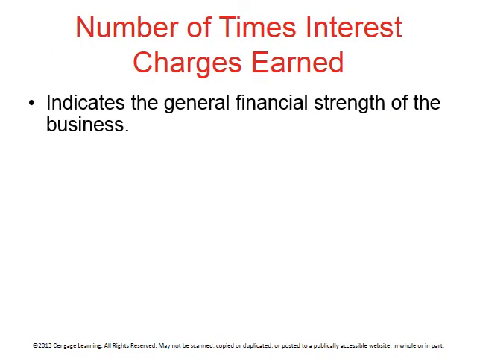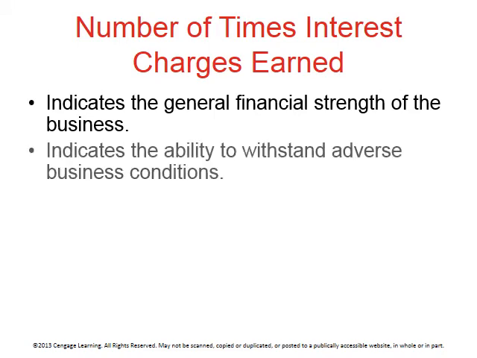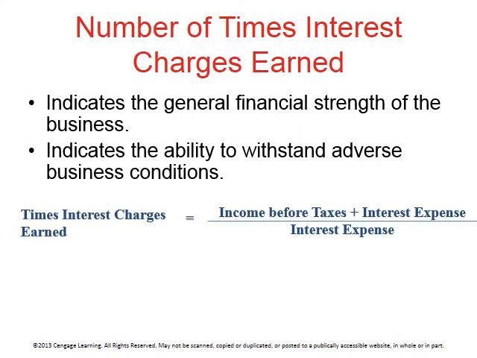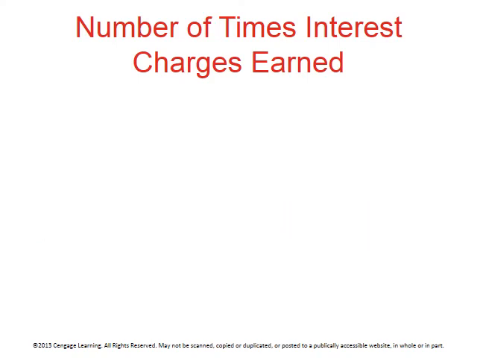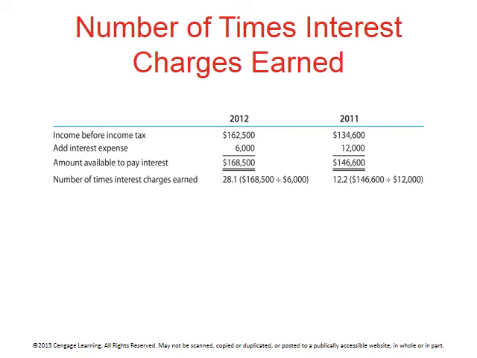Next, number of times interest charges are earned. It's the financial strength of the business. We take income before taxes plus interest expense, over interest expense. So we calculate our income before tax, and we add back our interest expense. We take our amount available to pay interest, $168,500, divided by 6,000, our interest expense.